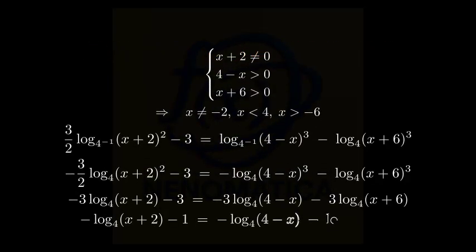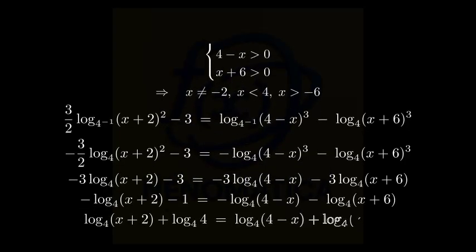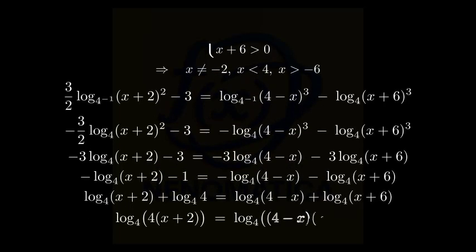Now divide the entire equation by 3 to simplify the coefficients. Add log base 4 of (x + 2) to both sides, and replace the constant 1 with log base 4 of 4. That gives this exact line from the algorithm. Use the product rule. The sum of logs with the same base is the log of the product. Apply it to both sides.